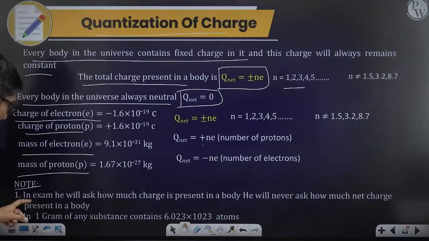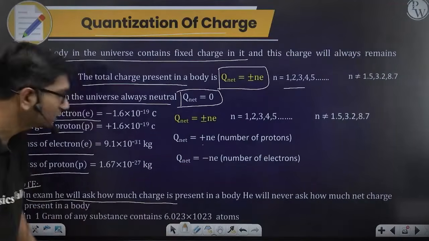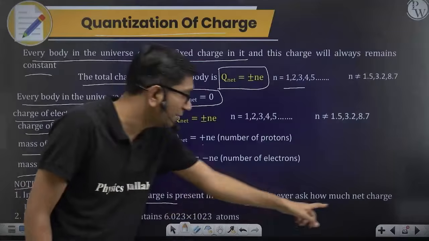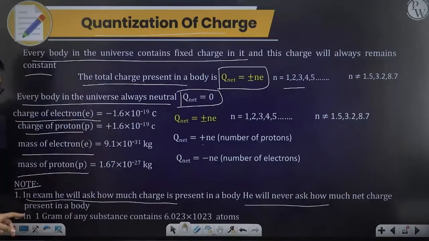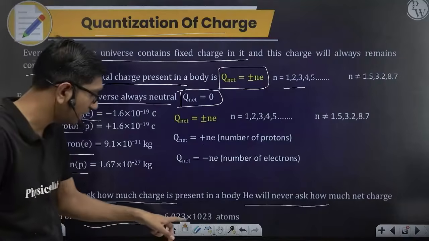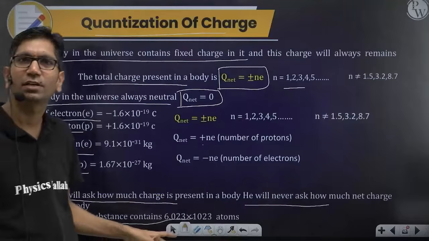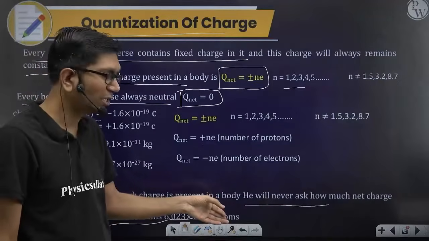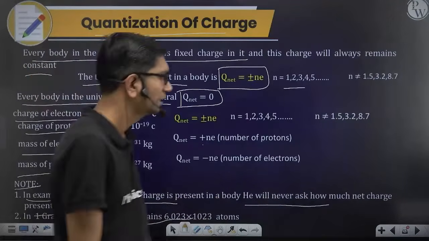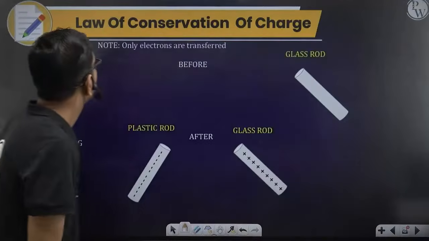Note, in exam he will ask you how much charge is present in a body. He will never ask you how much net charge is present in a body. Also, 1 gram of any substance contains Avogadro number of atoms, beta. So just only one point I am writing here. Based on this one, you have to solve that one. Okay, chal. So let us go.